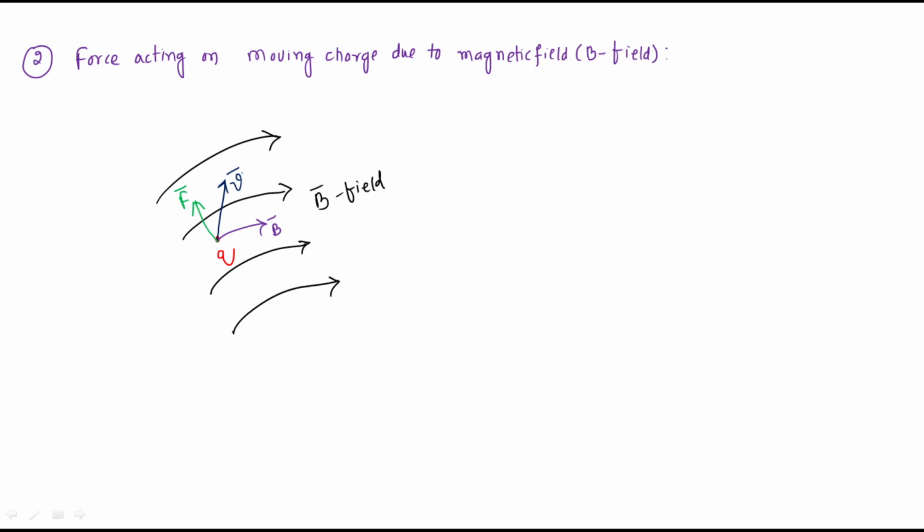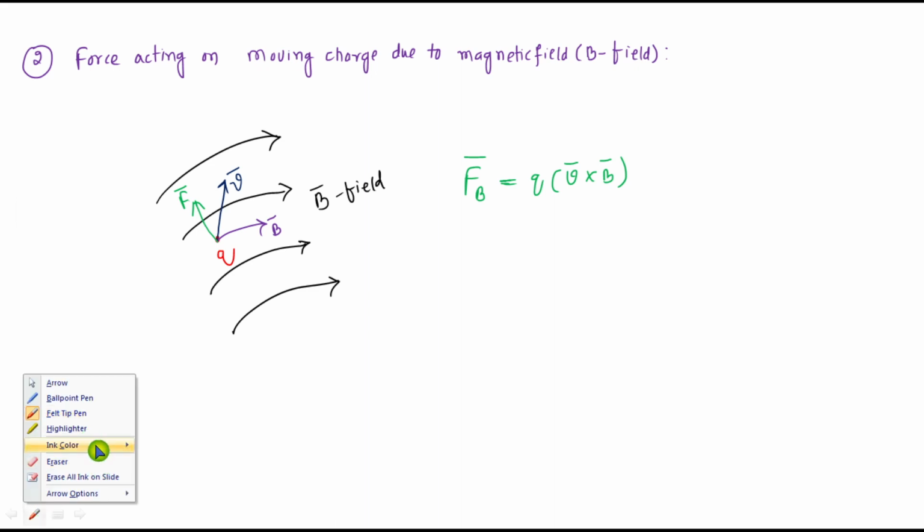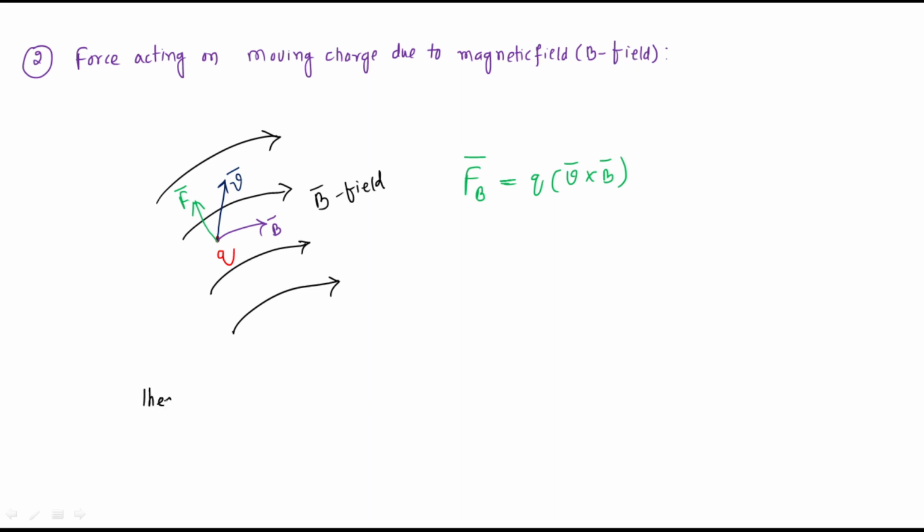So obviously the force acting on this moving charge due to magnetic field, let us say FB, equals Q into v cross B. Therefore the total, or resultant force Fr, equals the force due to electric field plus the force due to magnetic field.